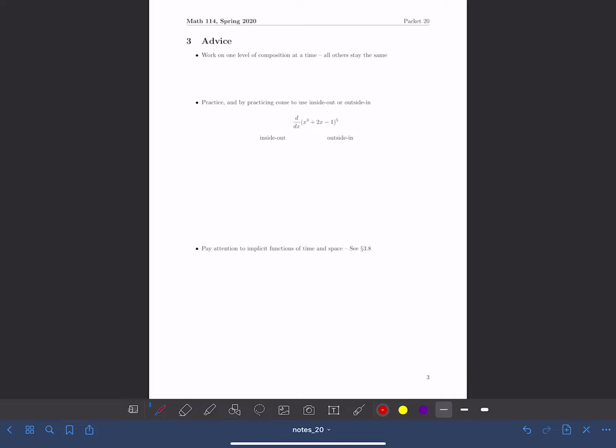So hey, let's talk more about the chain rule for derivatives. I want to pick up at section 3 of Note Packet 20, and we're talking about the chain rule or the composition rule. And again, I like the composition rule as a name for it because we're working on compositions of functions. So I wanted to give you some advice for doing these problems.